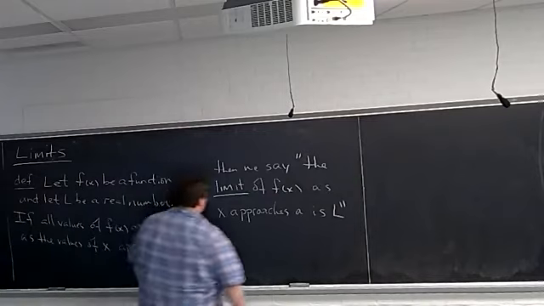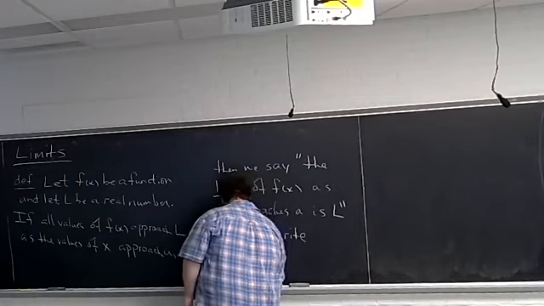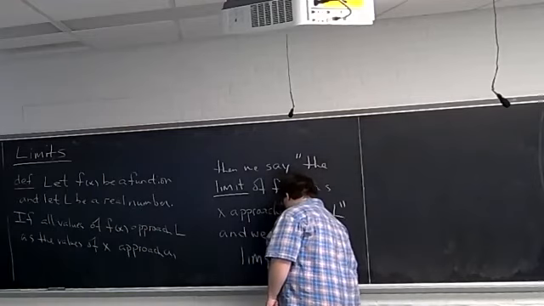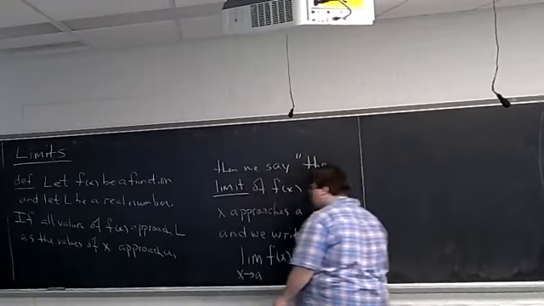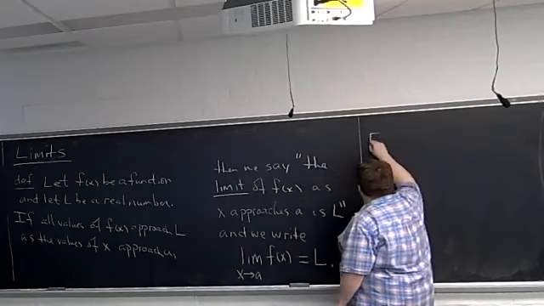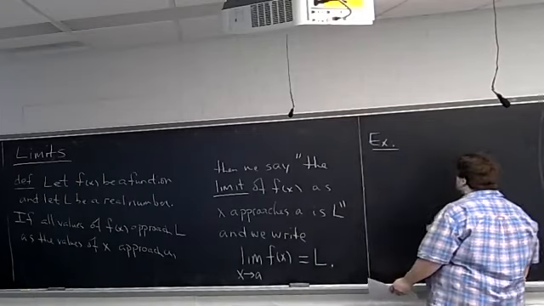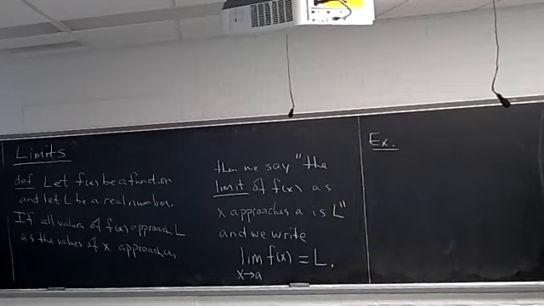A lot of words, so we have abbreviated notation, and we write lim, L-I-M, limit of f of x as x approaches a. We write that as x with an arrow and an a underneath the limit is L equals L. So we are going to illustrate that definition with a couple examples, but any questions about that definition?